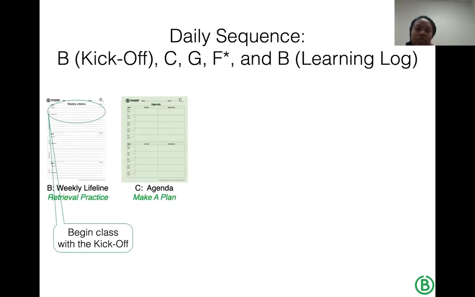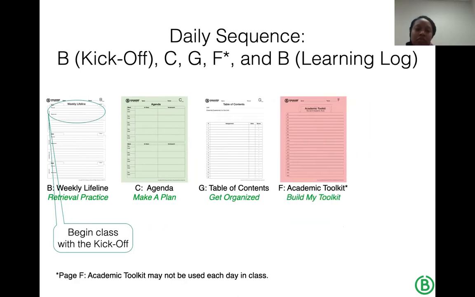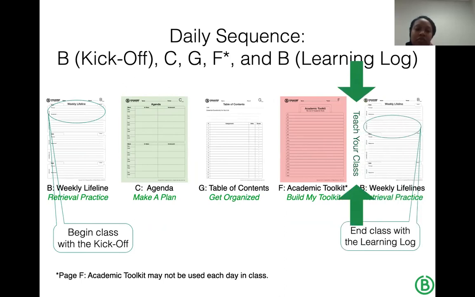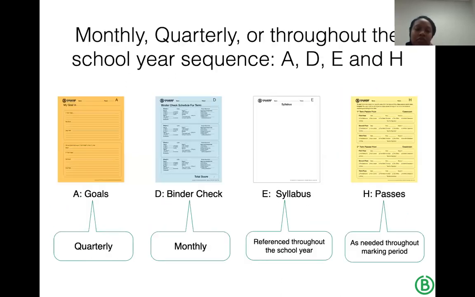So again, kickoff, agenda, table of contents, that's your typical beginning of the day. On occasion, you'll reference or add to your toolkit. And then you teach your class. And then at the end, we have this reflection, the last few minutes of class, and they move on. Again, that's important, and there's a lot of value in that for teachers. Further aspects, I'm just going to mention these real quick.